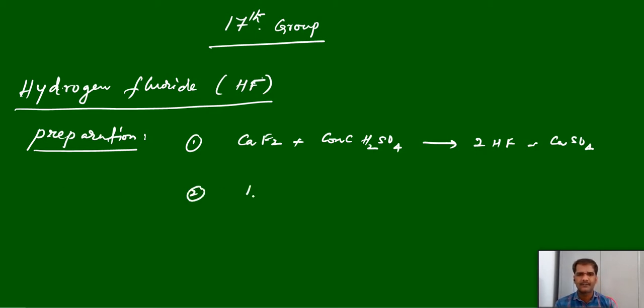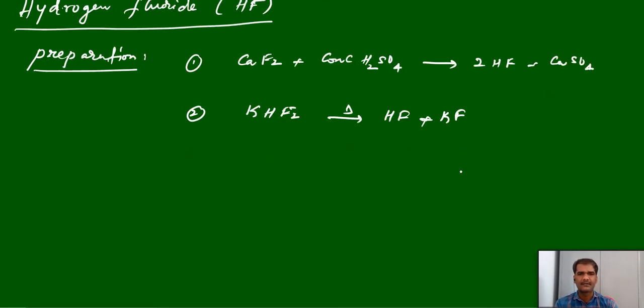The second, KHF2. If we heat it, you will get HF and KF. And these are the two preparation methods of hydrogen fluoride.